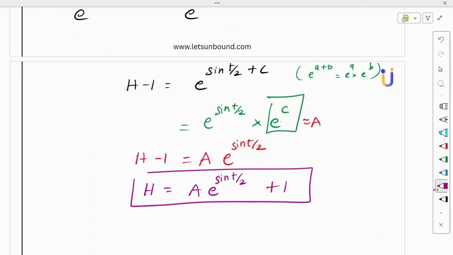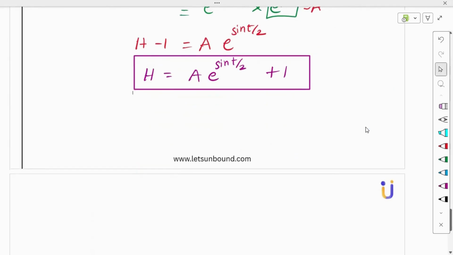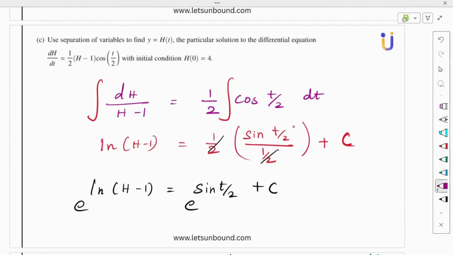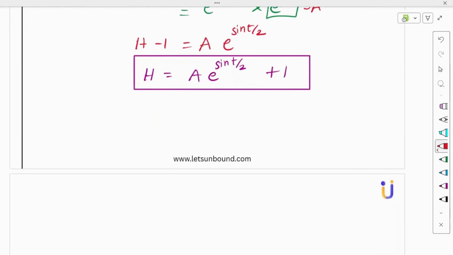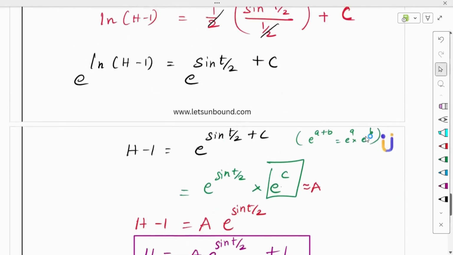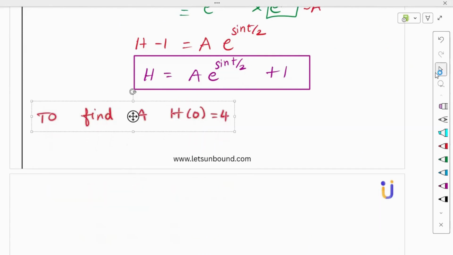So h of t, we made it. But this is a general solution because a is unknown. We need to find it. So for that, they should provide an initial condition. Yes, we have that too. So to find a, you can plug in t. They provide h of 0, sorry, let me check, is 4. So you have to plug in 4. Right? So that is very simple.